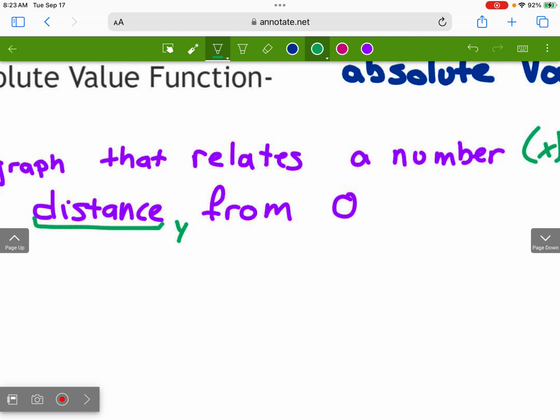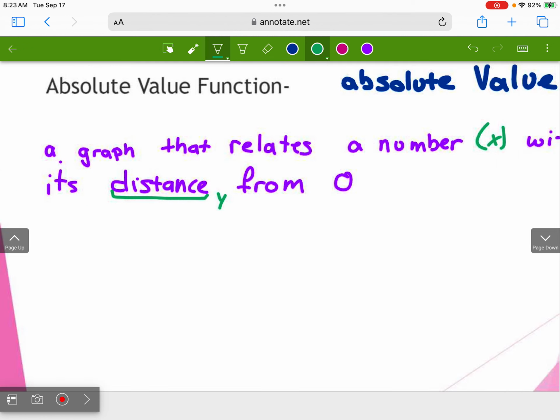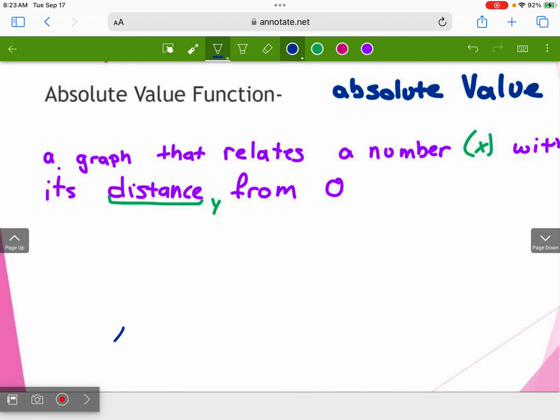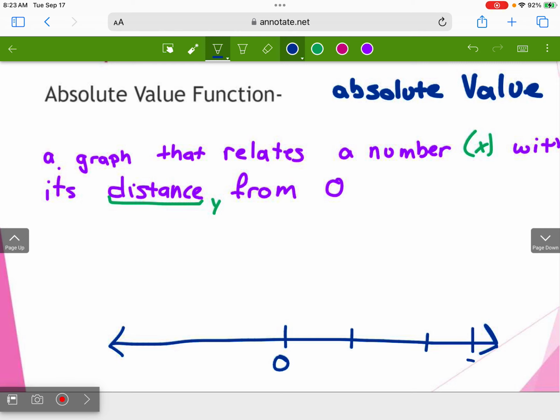Which I know feels super weird. Like, why do we care about its distance to 0? And honestly, the best way that I can think of to come up with an example for us to think about absolute values is I'm going to think about a number line. We're going to put a 0 in the middle, just like we typically do. And then I'm going to put a couple of things over here. I'm going to put maybe a positive 3 and a negative 3.